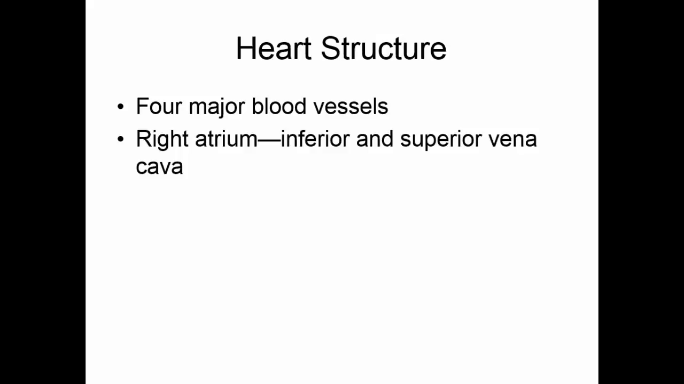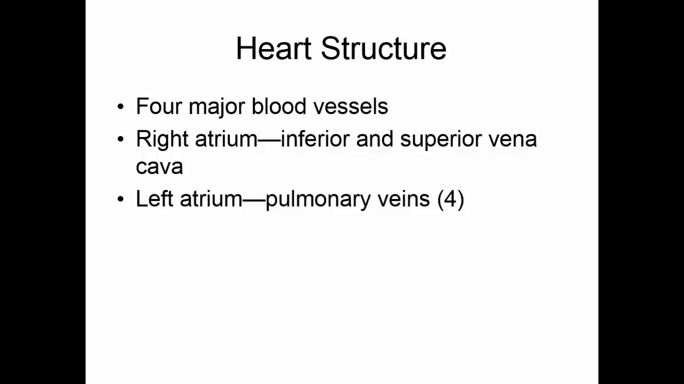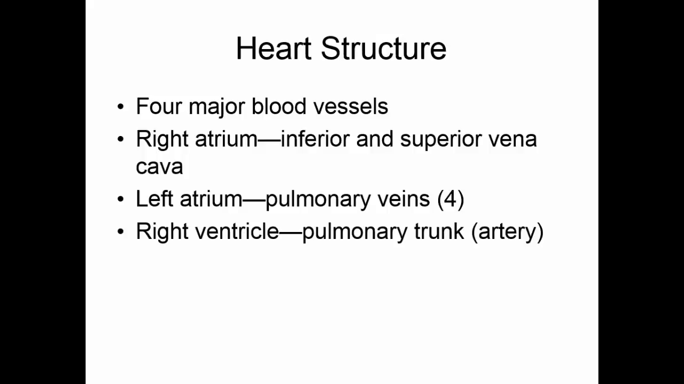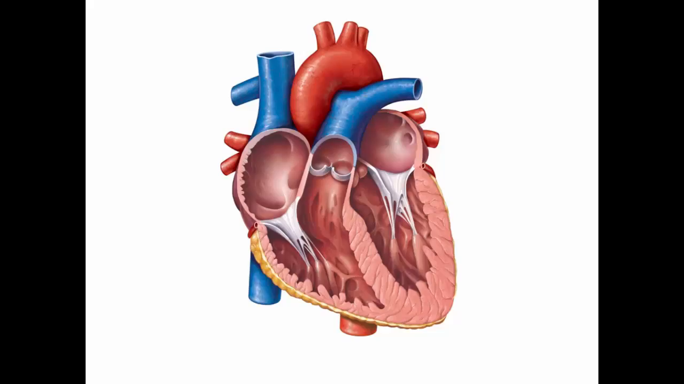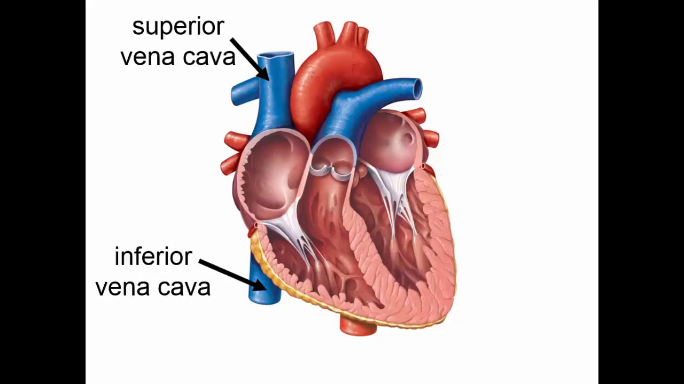Since blood enters and leaves the heart, we have to have 4 major blood vessels associated with the heart. The right atrium has the inferior and superior vena cava attached to it. Blood will return from the body to the right atrium through these 2 blood vessels. The left atrium has the pulmonary veins attached to it. There are actually 4 of these. This brings blood back from the lungs. The right ventricle has the pulmonary trunk or the pulmonary artery associated with it, and the left ventricle has the aorta attached to it. So as we look at the blood vessels, the superior vena cava and the inferior vena cava return blood to the right atrium.